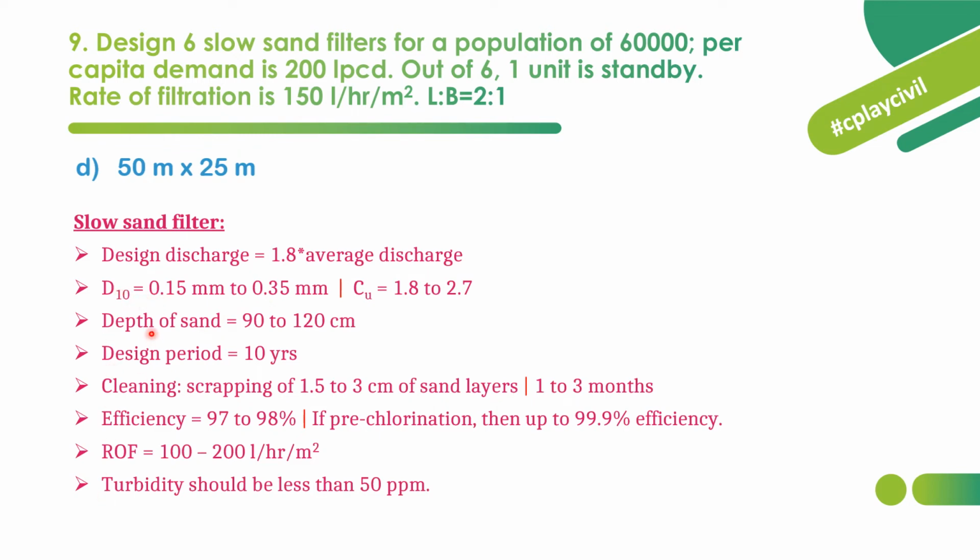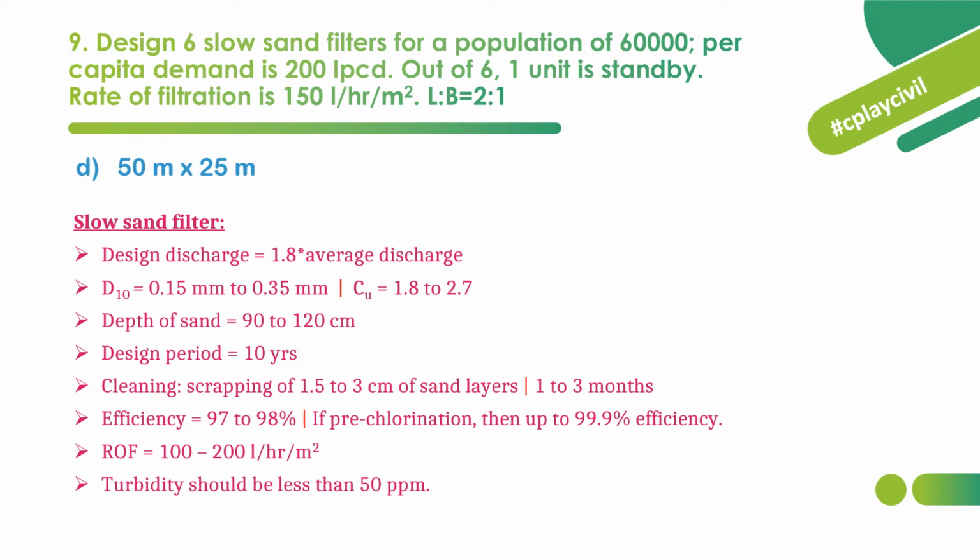And we shall see more about other points regarding slow sand filters. So the D10 value is nothing but the effective size of the sand particles in a slow sand filter, that is 0.15 mm to 0.35 mm, and the uniformity coefficient will range from 1.8 to 2.7, and the depth of sand will be 90 to 120 centimeter, or nearly 1 meter. The design period of a slow sand filter is 10 years.